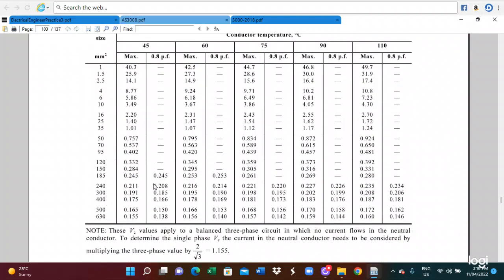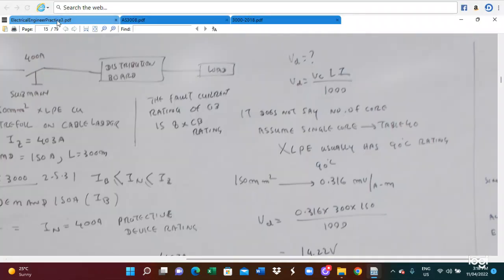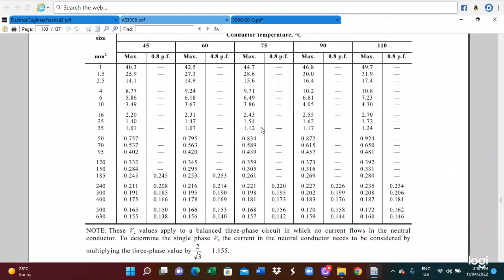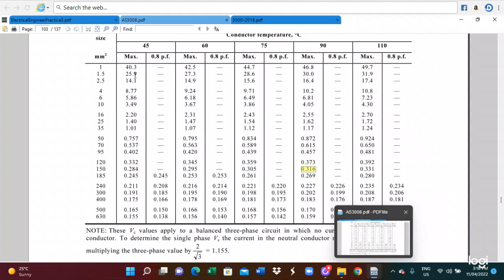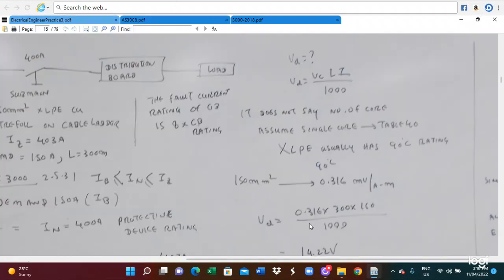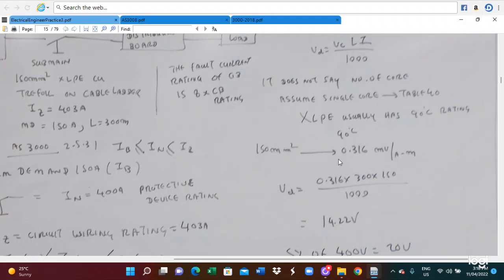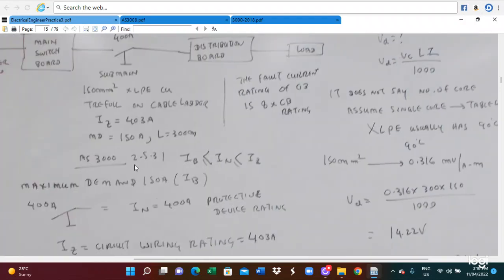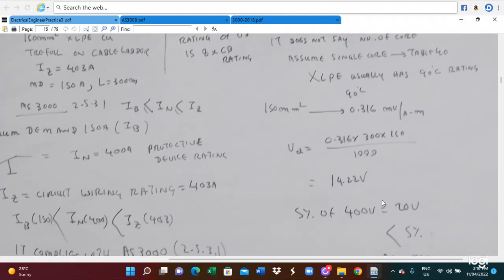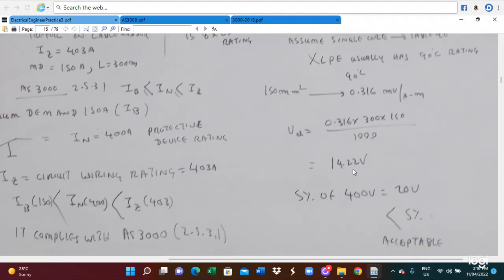So the 150 millimeter square. Then here we see the temperature: temperature 90 degrees centigrade, 150 millimeter square, 0.316. How do we get here? 150 millimeter square, temperature 90, so this is 0.316. This 0.316 is our VC value. VC is 0.316. The length of the cable we calculate is 300 meter, and also the maximum demand current is 150, substitute, and then we got 40.22 volt.